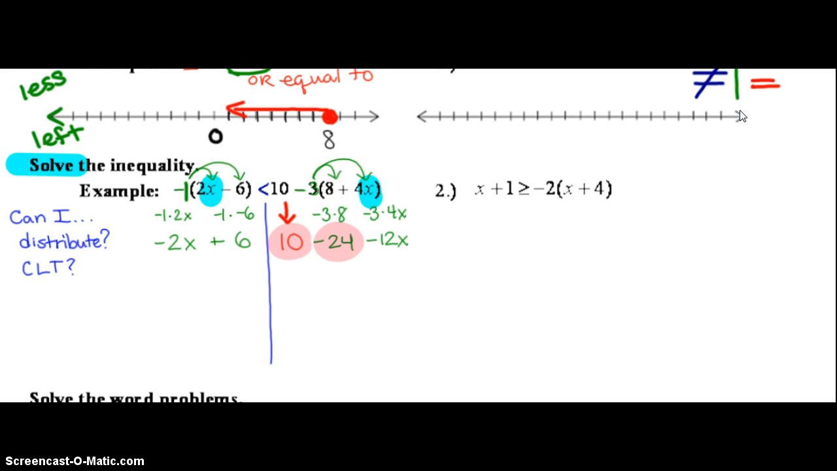You can think of it as 10 minus 24 or 10 plus negative 24. Remember, same sign, take the sum, but different signs subtract. So 10 minus 24 becomes negative 14. And everything else just gets brought down.